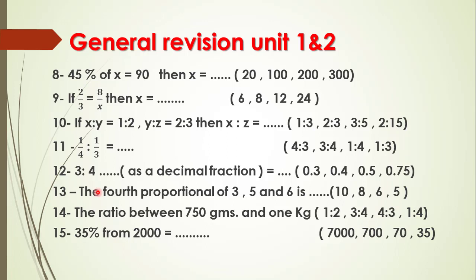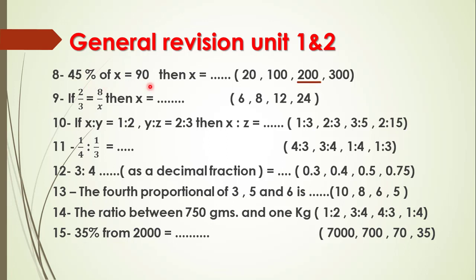Number 8, 45% of what equal 90? I want to calculate x. So I'll multiply 90 times 100 over 45 because I want to calculate the total, not the part. So 90 times 100 over 45, the result will be 200.